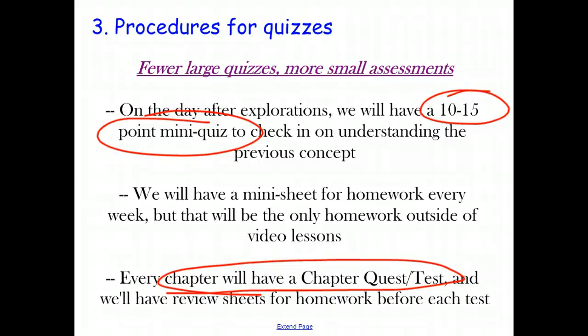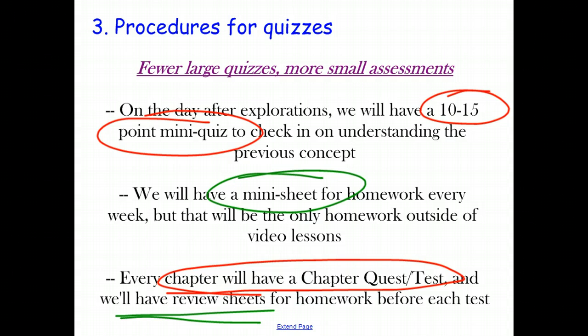So on that third day, first night video lesson, second day exploration, the third day at the very beginning of class, we have a little check-in mini quiz that will give you and me an understanding of how you're doing with that particular concept. As I said, you're going to have what's called a mini sheet for homework every week, but that will be the only homework outside of the video lessons or the review sheets that happen before a chapter quest or test.